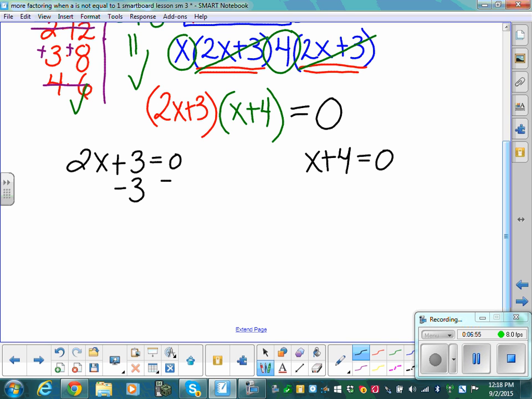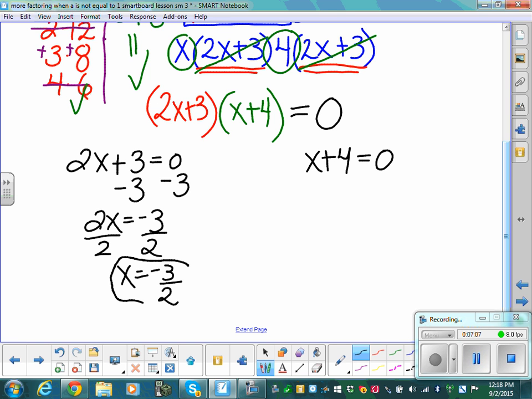So I'm going to subtract 3 from both sides. So that leaves me with 2x is equal to negative 3. So I'm going to divide both sides by 2. So x is equal to negative 3 halves. There's one of our answers. We know there's 2 for sure because it was quadratic, meaning degree 2, meaning we'll have 2 solutions. Subtract 4 from both sides. So we get x is equal to negative 4. And we got both our answers. Be really careful with your negatives and stuff, guys, because I was seeing a lot of errors.